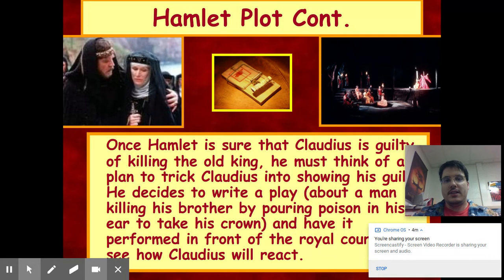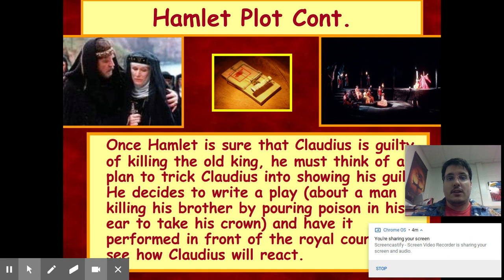So Hamlet writes a play in which the main character kills his brother in order to become king, which is exactly what the ghost said Hamlet's uncle did. So Hamlet writes this play and he forces his uncle to watch this play about a man who kills his brother to become king. And he watches his uncle very carefully during this play in order to see his reaction.